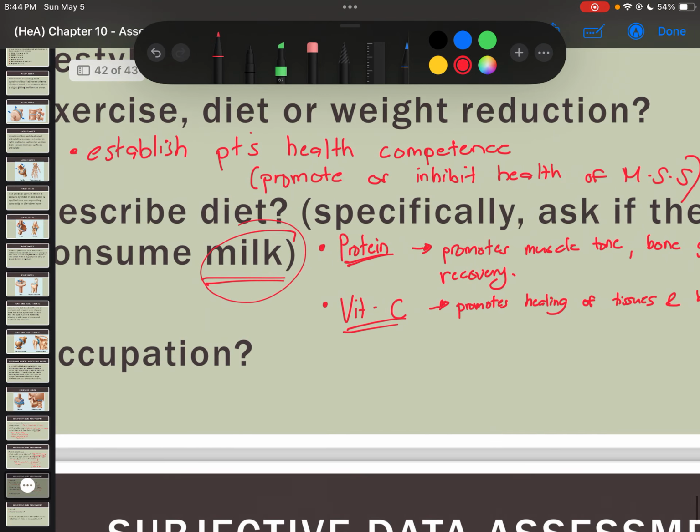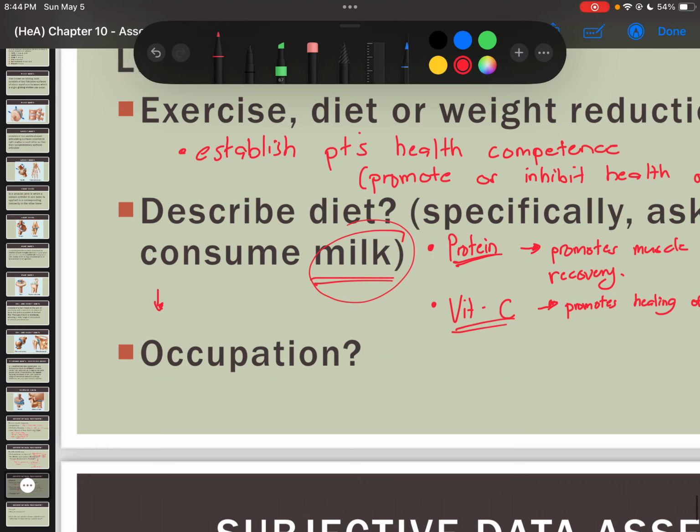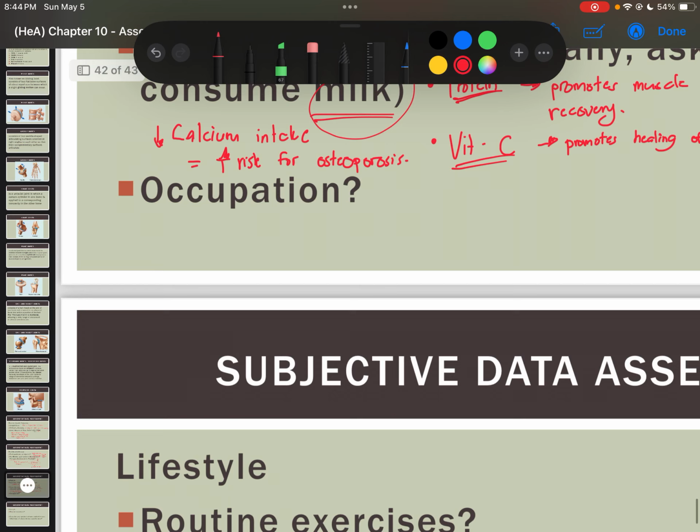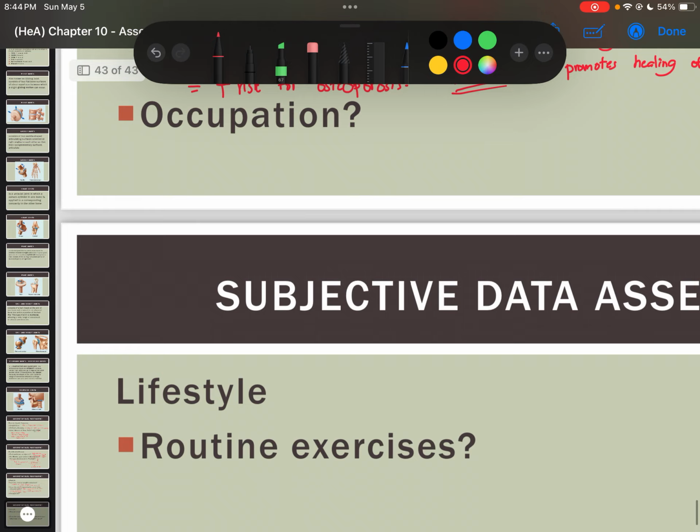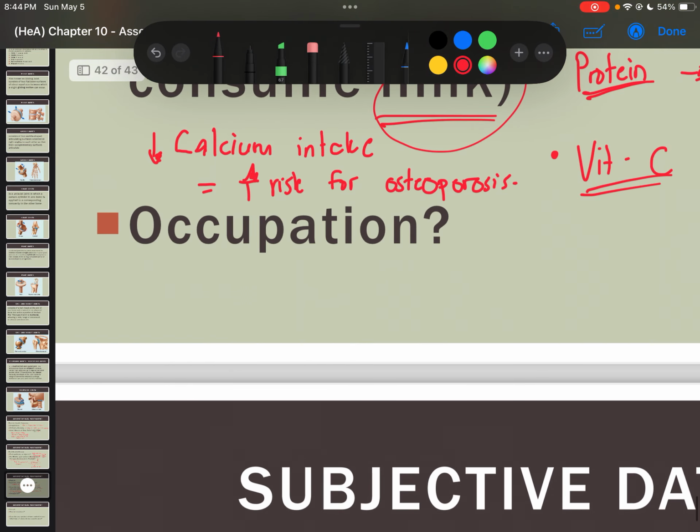Whereas, the question about milk: if there is a decrease in calcium intake, it puts the patient at risk. It increases the risk for osteoporosis. If their calcium intake is decreased, for example, they do not drink milk, it increases the risk for osteoporosis.